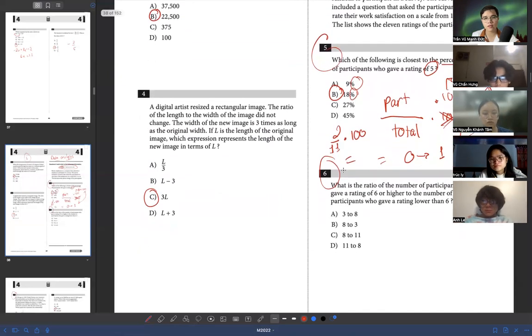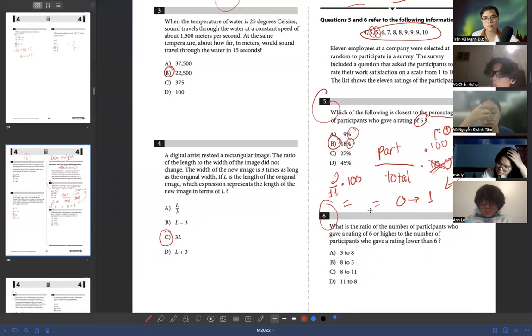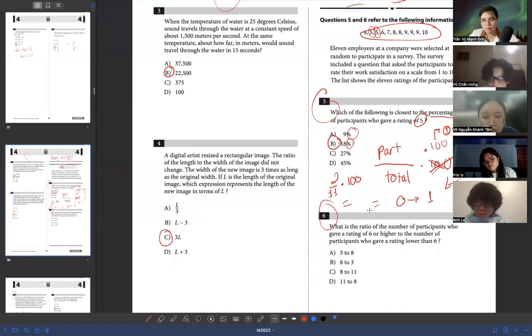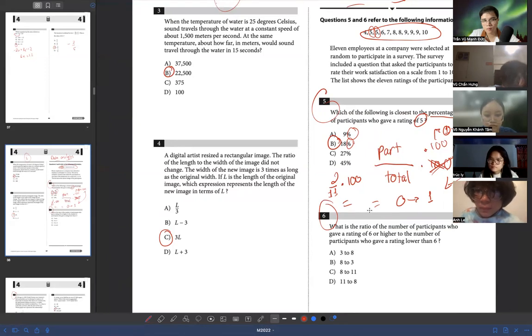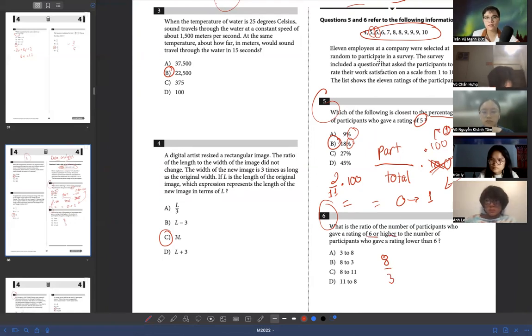How about ratio? Can you give me the ratio? 8 to 3. So the number of participants who gave the rating of 6 or higher is 8. Let's see. 6 or higher is from here onward. It's 6, 7, 8, 8, 9, 9, 9, 10. It's 1, 2, 3, 4, 5, 6, 7, 8.